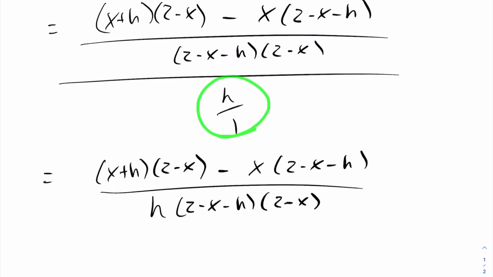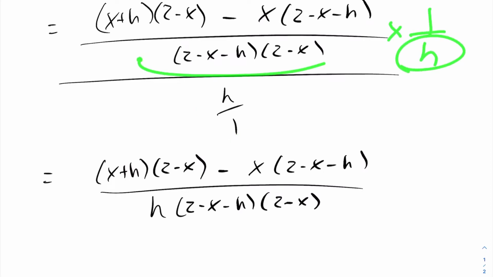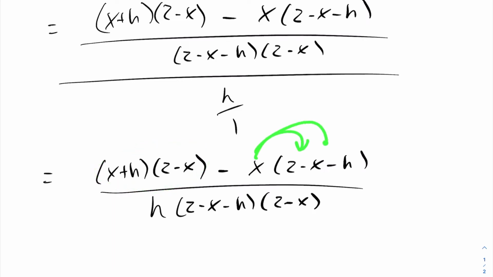You end up just multiplying by the flip, so you end up multiplying by 1 over h, and we have h times these two terms here. So now I want to be able to simplify this more. What I'm going to do next is expand out the product of these two binomials and distribute this x into this trinomial here. Let's go ahead and do that and see if we get any simplification.